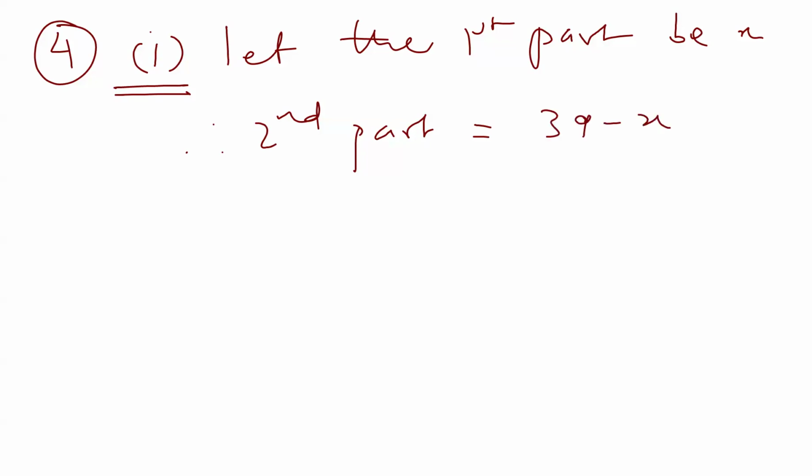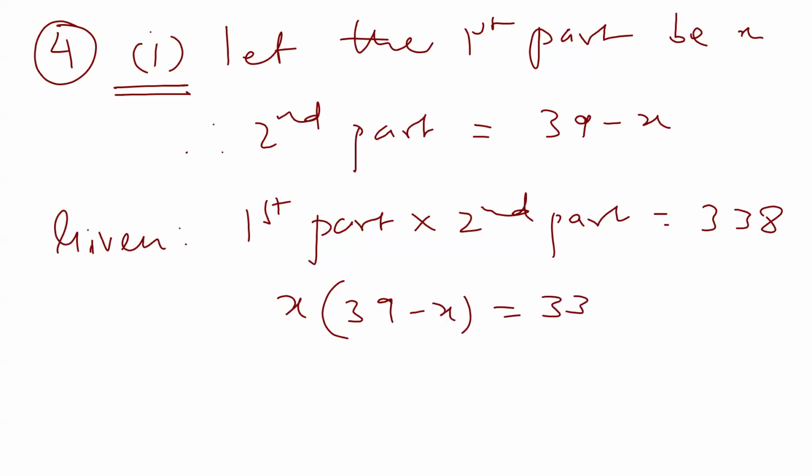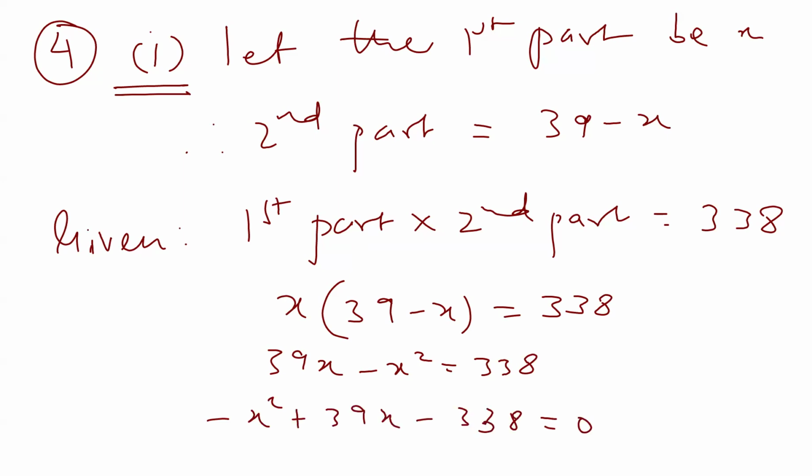Correct. Now the product of the first part, what is given? Product means multiplication. So first part into second part is 338. So the first part is x, the second part is 39 minus x, and the product is equal to 338. Simplify this. 39x minus x square is equal to 338. So minus x square plus 39x minus 338 equal to 0.